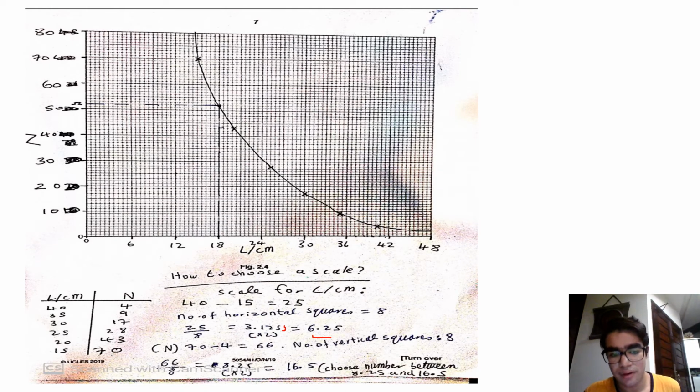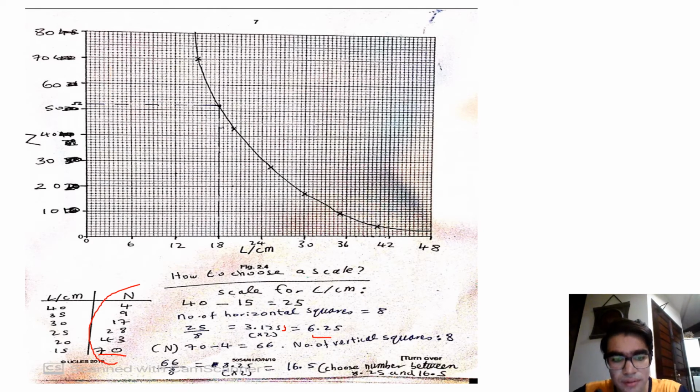Okay, now let's go for N. So it's 4, 9, 70, 38, 43, 70. The largest value is 70, the smallest value is 4. You subtract 70 by 4, which is 66. Then you count the vertical squares because N is on the y-axis. So it's 1, 2, 3, 4, 5, 6, 7, 8, 8 vertical squares.